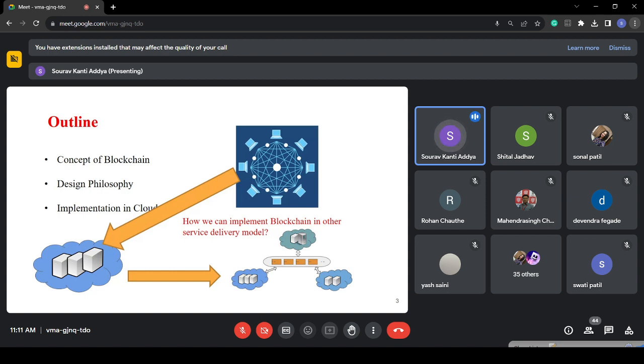So how we can implement blockchain in other service delivery models, that is the objective of the talk. I chose this topic specially because generally people talk about the technology in depth, but when I asked the organizers what they wanted, they told me some applications. So I thought we could discuss this one. It will be interesting for you and motivate you to adopt the technology in other concepts, and the procedure for how to do it. Now, as the first thing, I need to ask: what is blockchain then?